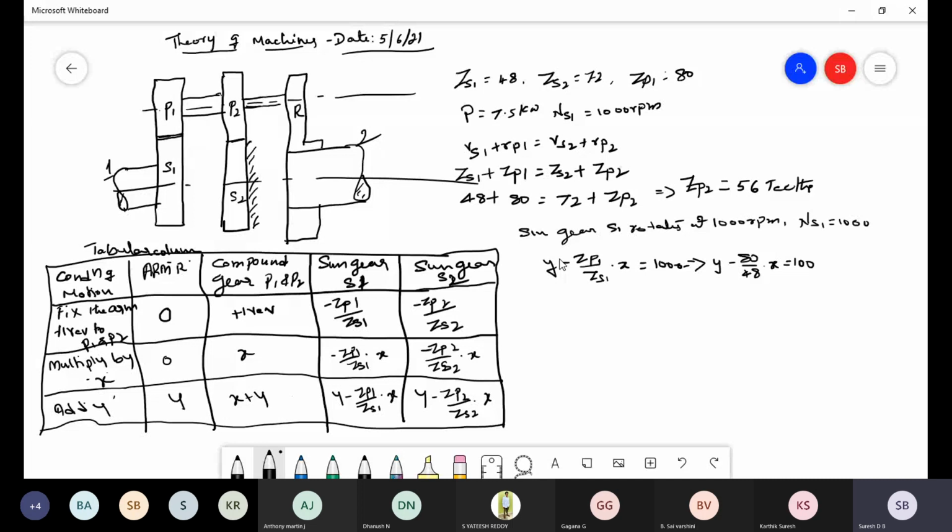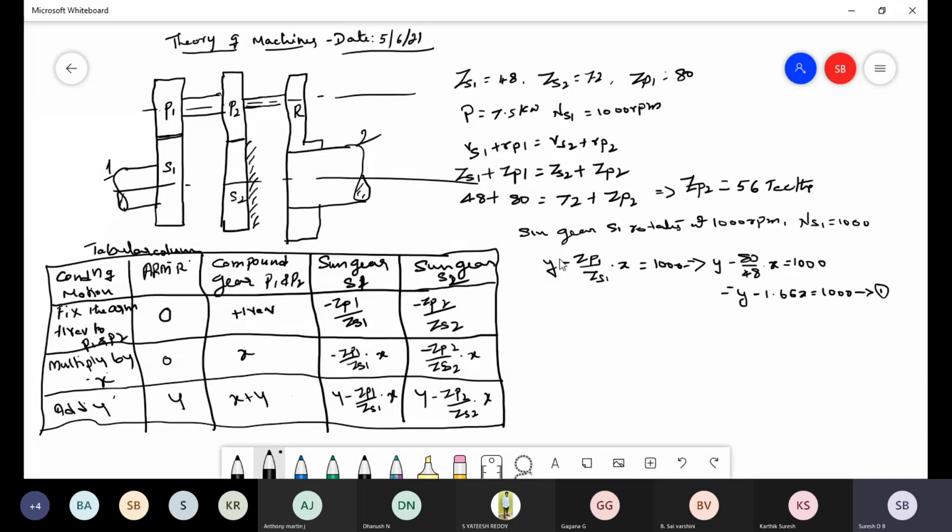Okay, you can simplify this. 80 by 48 is 1.66. So Y minus 1.66 into X equal to 1000. Because here two unknowns are there, Y and X, it is very difficult to find either the X or Y value. This is equation number 1.